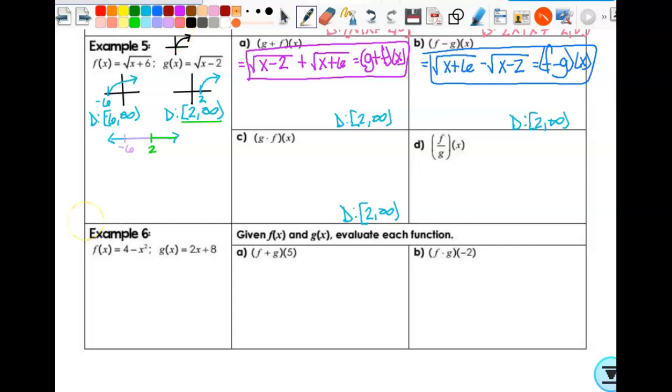All right, so then we're going to multiply. I got g, which is the square root of x minus 2, times f, which is the square root of x plus 6. So when you multiply them, they do get to commingle. So I have to think of this as being parentheses, and then I have to legally multiply them.